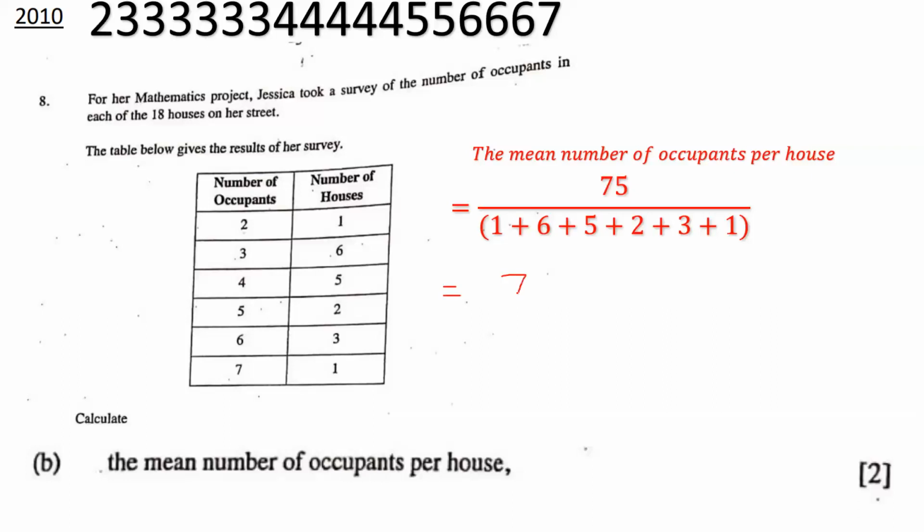75 divided by, okay, so we have to add 1 plus 6. 1 plus 6 is going to be what? 7, right? And then 7 plus 5, 7, 8, 9, 10, 11, 12. That's 12. Then 13, 14, 15, 16, 17, and then 18. So it's going to be 18. Okay, so it's 75 divided by 18.